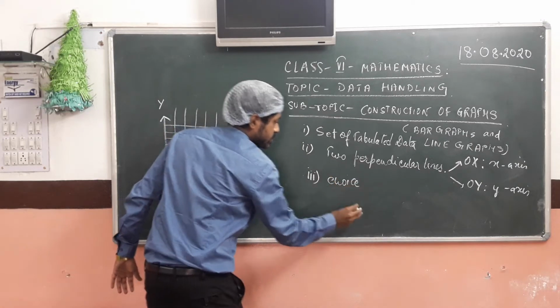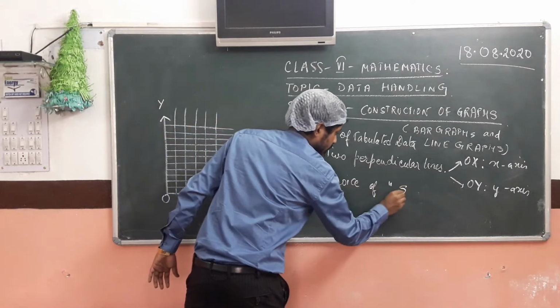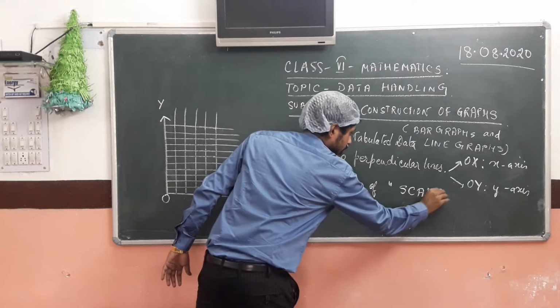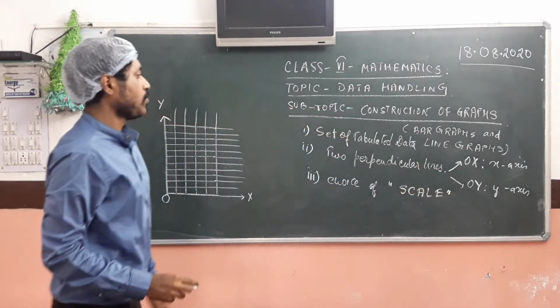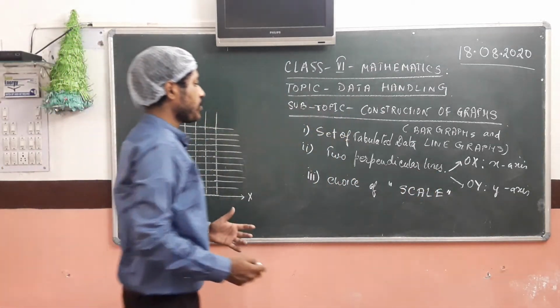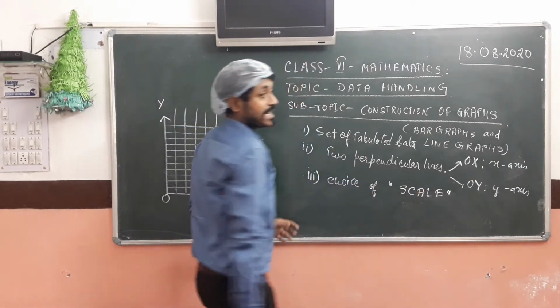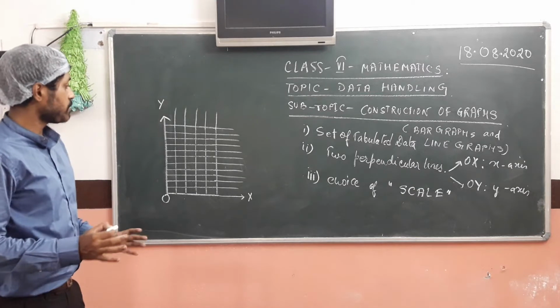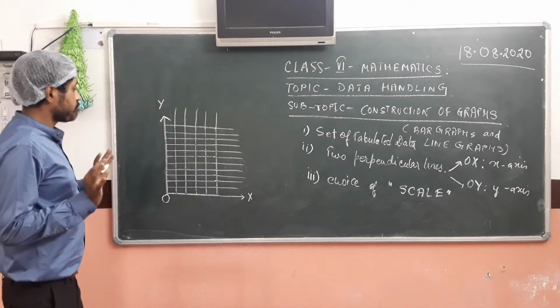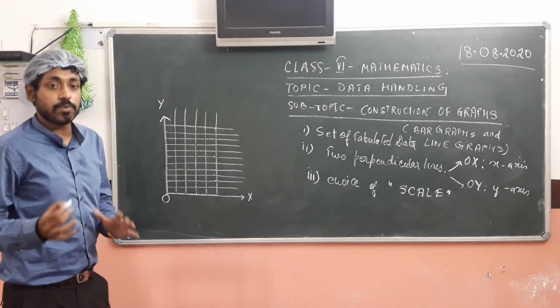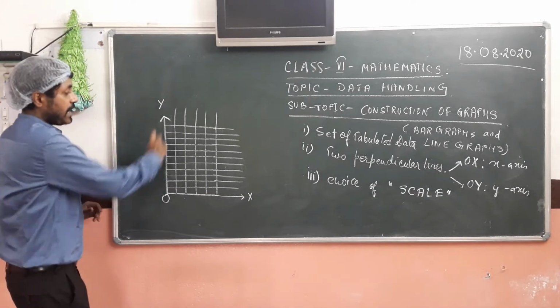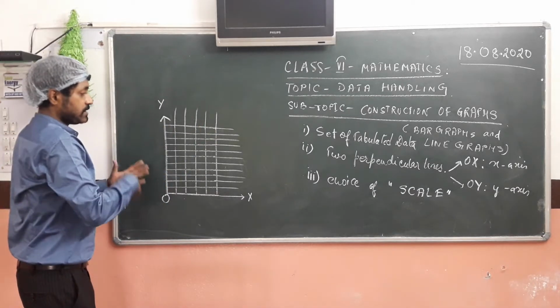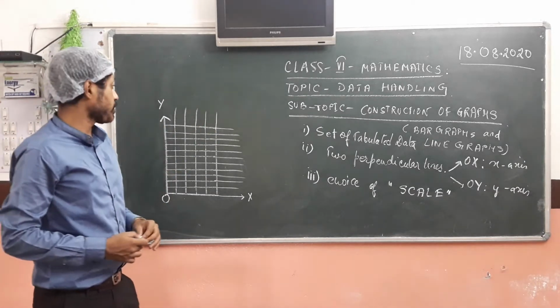The third thing that we require is a choice of scale. What is the third thing that we require? We require the choice of scale. Now, what do we mean by scale? We have been discussing it for many days, but today I am going to try to explain to you how it actually works. Mind you, I have drawn only the representation of a graph paper.